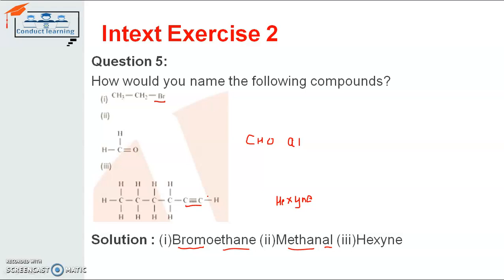In some cases, the third thing is that we have to find out what type of covalent bonding is there in the carbon compound whose structure diagram is given to us. If the carbon-carbon bonding is a single covalent bond, then it is ane. If there is a double covalent bond between the carbon atoms, it is ene. If there is a triple bond between the carbon atoms, it is the structure diagram for yne.